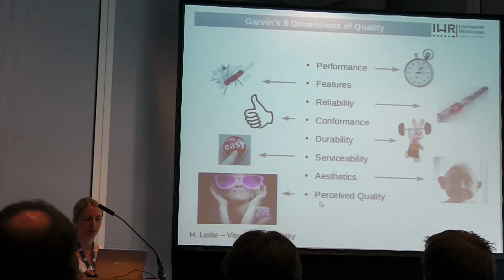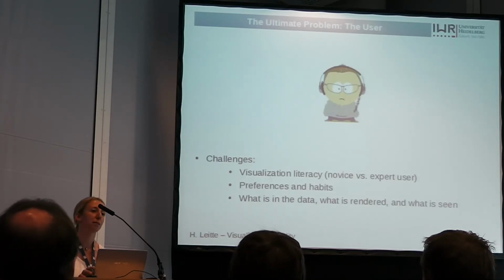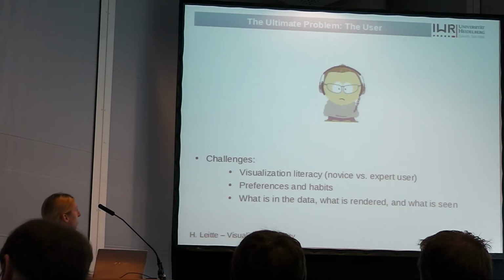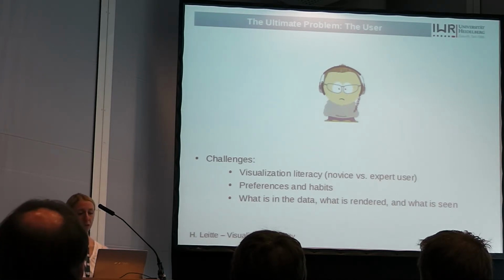And here we come to the third part, the biggest problem in the whole quality pipeline is the user. So you can have the perfect algorithm, and you find that it works perfectly, and then there comes the user and he says, well, I just don't like it. Even if it's only the color scheme, you never know. There are differences in users, and we have to cope with them. So there are different visualization literacies, preferences and habits in different communities. And then what Robert already said, there's the question, what's in the data, what is rendered, and what does the user get in the end.